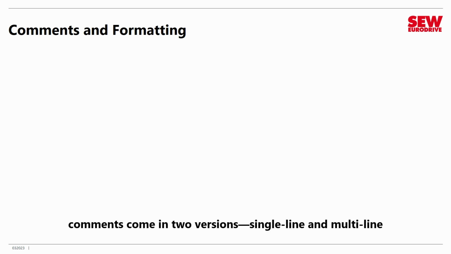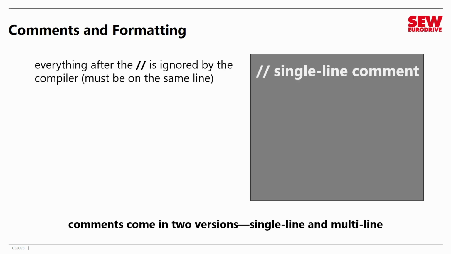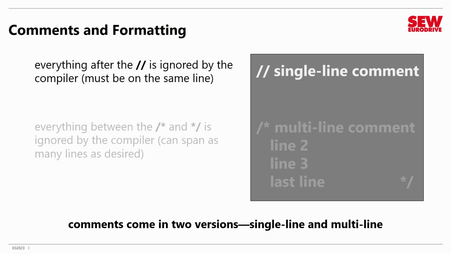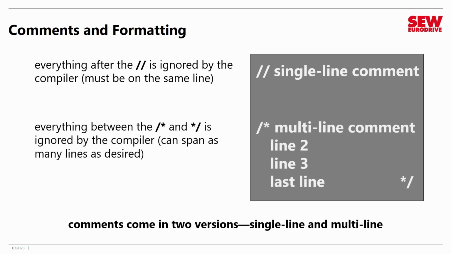Comments come in 2 versions, single line and multi-line. If you want to have just a single line comment, you put a double slash right in front of it, and the compiler knows that when it sees the double slash, everything after it should just be ignored. But this only works on one line. So when the line ends, the comment ends. A multi-line comment uses a group of characters to identify the beginning and the end of the comment. You have a slash asterisk, and then at the end you have an asterisk slash. And everything between those 2 groups of characters is ignored by the compiler. So this can span many lines if you wish.